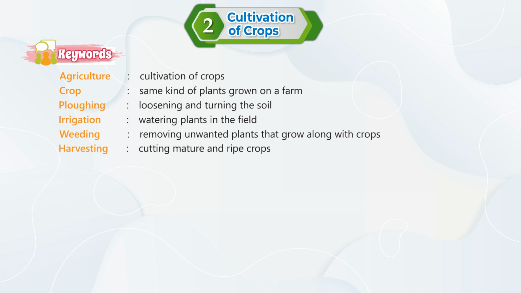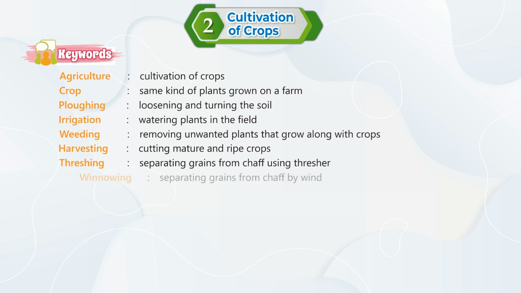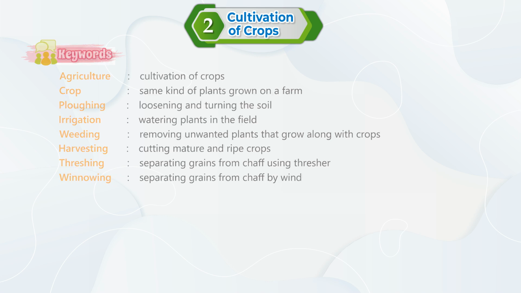Harvesting, cutting mature and ripe crops. Threshing, separating grains from chaff using thresher. Winnowing, separating grains from chaff by wind.